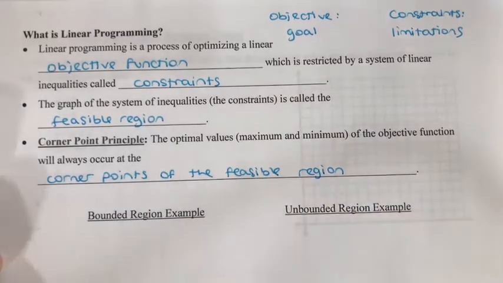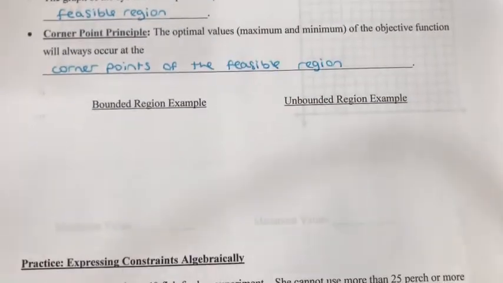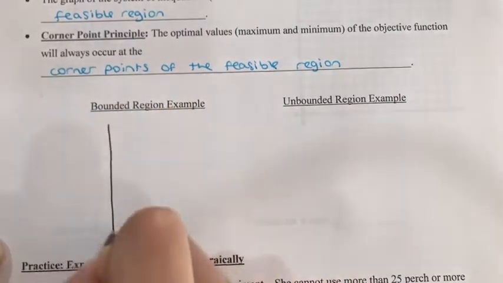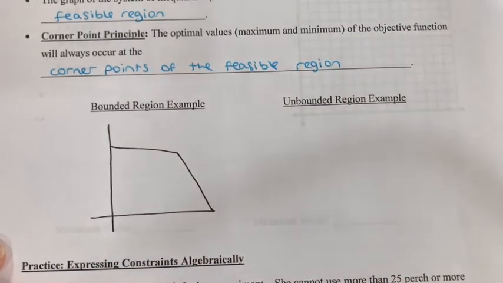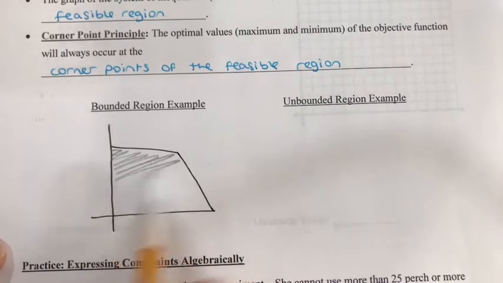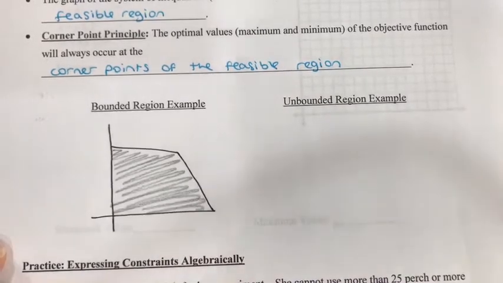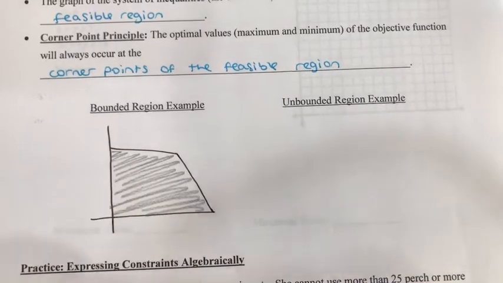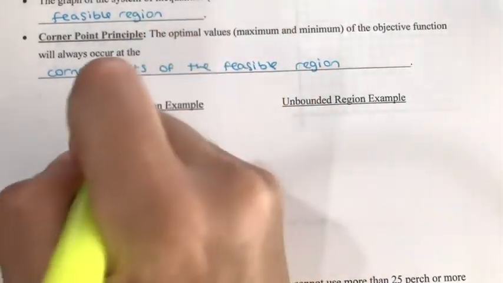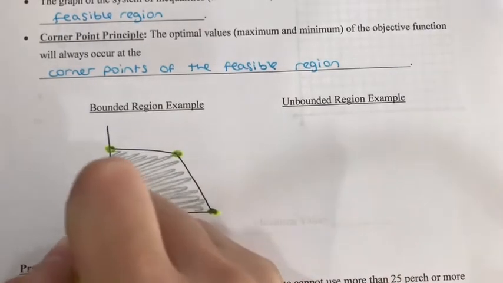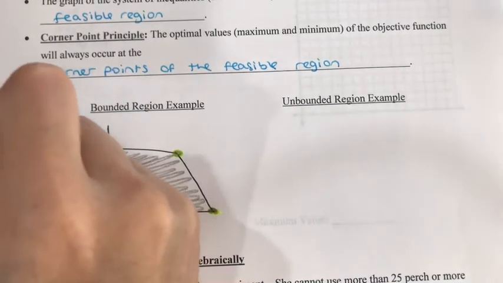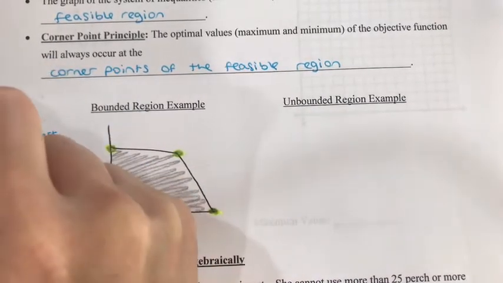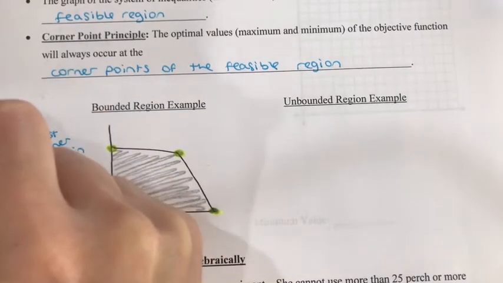Now, there are some situations where we have a bounded region. That means it's closed in. And actually, the example we just did on the previous page is an example of that. Like if I have something that looks like this, and our final shading is inside, this is called bounded because it's all closed off. So we would test the 4 corner points in the objective function.